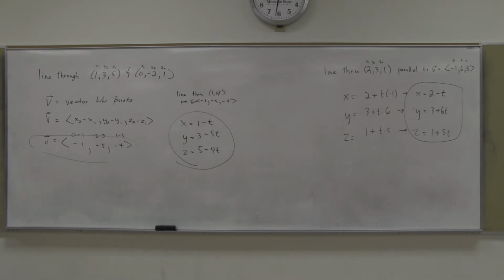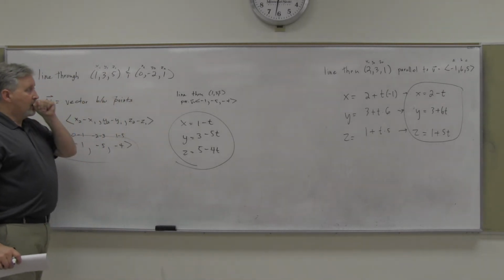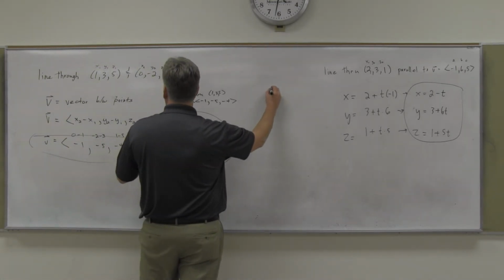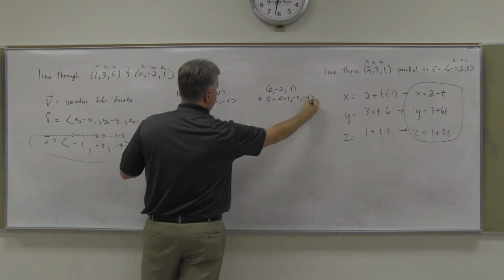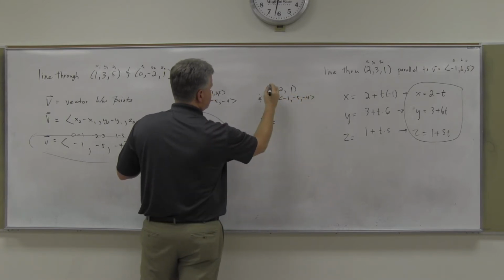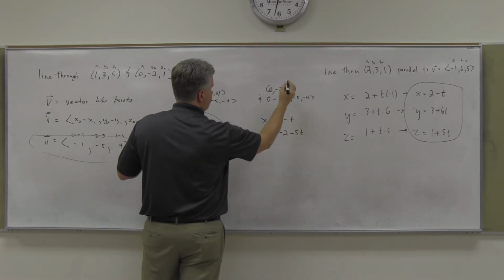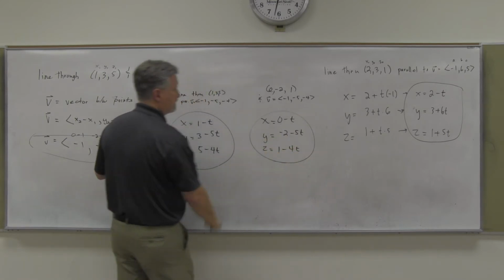No, because as long as I've got a point and a vector, I can get a line. Well, I've got another point here. What if I go through 0, negative 2, 1, and the vector negative 1, negative 5, negative 4? Well, that'll be x equals 0 minus t, y equals negative 2 minus 5t, and then z is 1 minus 4t. It's another possibility.